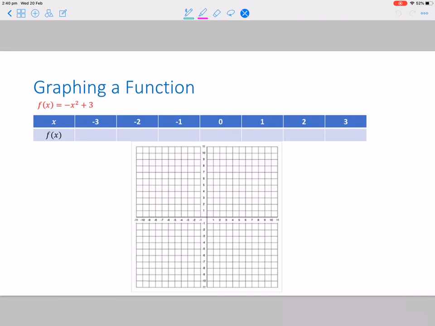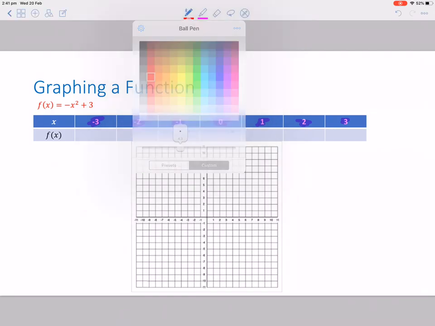Okay, so the first thing we're going to do is graph a function. Now, we sort of did this last time. We did a table of values and we said we have an input and we have an output. Here we have all these inputs and we're going to have to do an output. Now, be very careful how you do it. I'm going to show you how to do it.